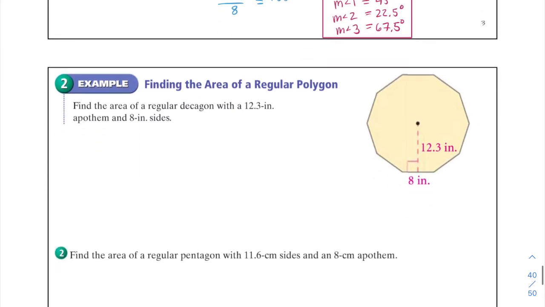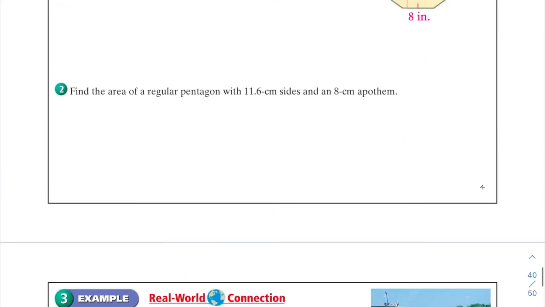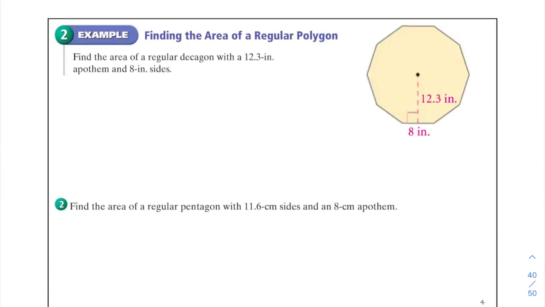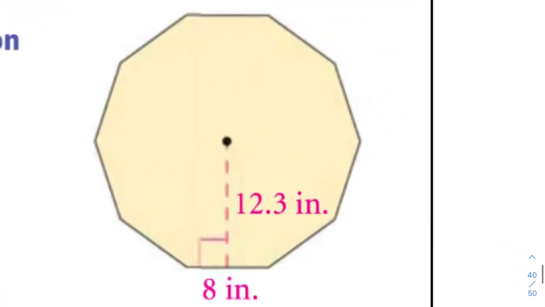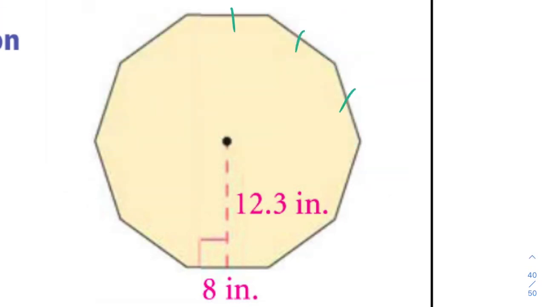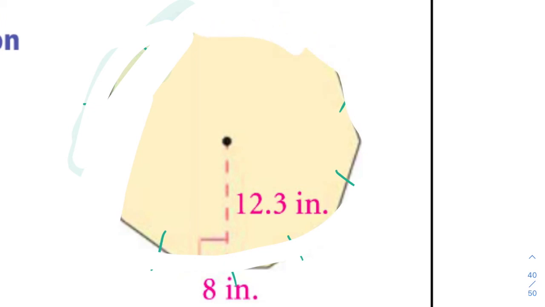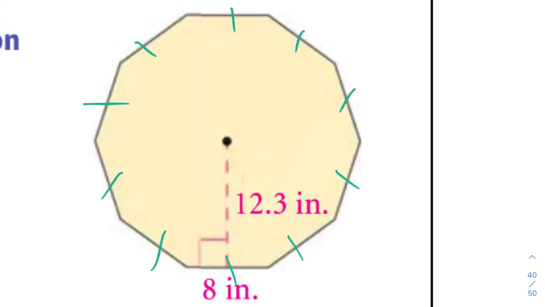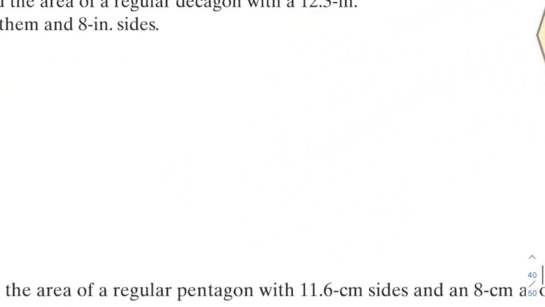All right. Next example, we have a regular decagon. 1, 2, 3, 4, 5, 6, 7, 8, 9, 10. Deca meaning 10. So we have a decagon. Oh, looks like this froze a little bit. Okay, so it's a 10-sided figure.